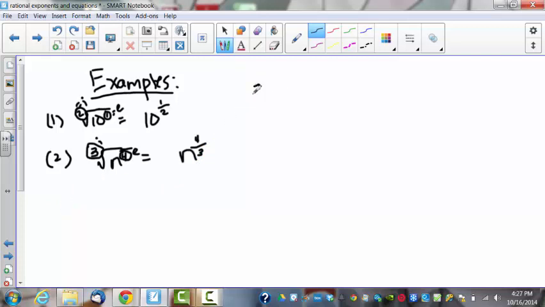Okay, number 3, you're going to try 1 over the 5th root of 2. Number 4, 1 over the cube root of 3. And number 5, the 4th root of 27.